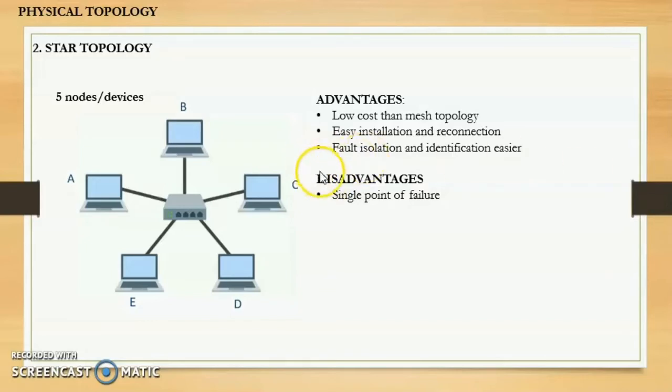Now let us discuss the disadvantages. The main disadvantage is that there is a single point of failure. Suppose the central controller fails. Then the entire network will also fail because all the devices are dependent on the central controller.